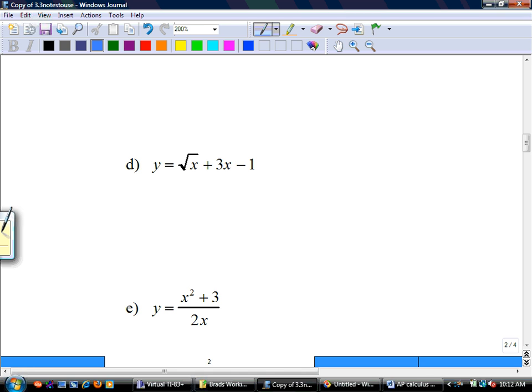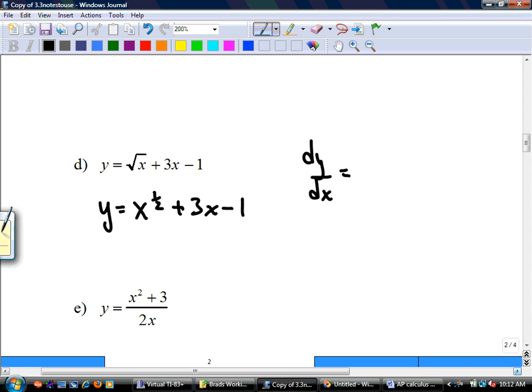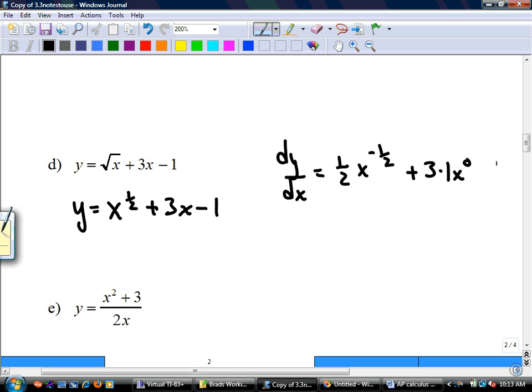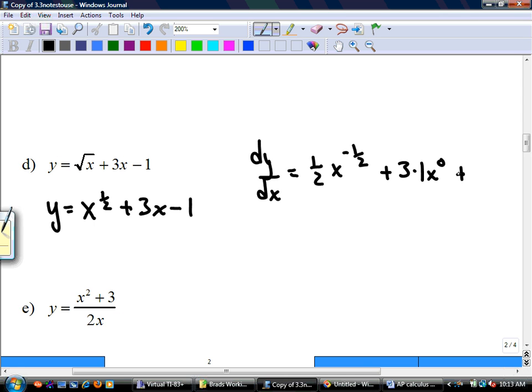Flipping page. So, Mr. App, square root, I don't like it. Switch it into a power. Y equals x to the 1/2 power plus 3x minus 1. So the derivative of that is 1/2 x to the negative 1/2 plus 3 times 1 x to the power of 0. I'm not going to skip any steps on this one just for, I don't know, annoyance.